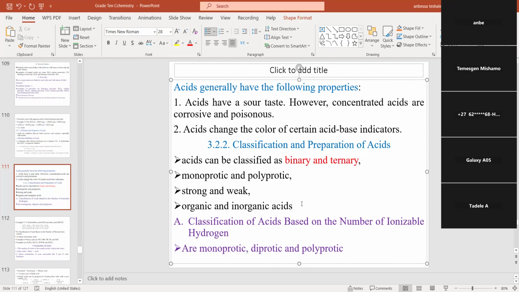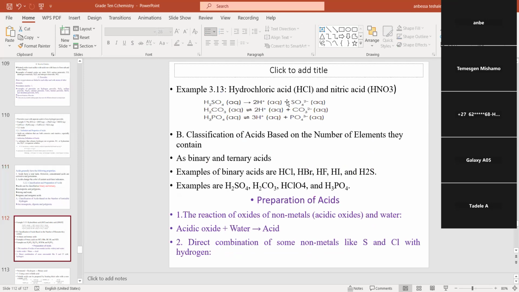Hydrogen ion በመቁጠር ክላሲፋይ ማድረግ ከቻል ሞኖፕሮቲክ፣ ዳይፕሮቲክ and ፖሊፕሮቲክ ብለን ክላሲፋይ እናደርጋለን። ሞኖፕሮቲክ ማለት አሲድ ውስጥ አንድ ሃይድሮጅን አለ ማለት ነው። ዳይፕሮቲክ ውስጥ ሁለት ሃይድሮጅን አለው ማለት ነው። ፖሊፕሮቲክ ውስጥ ሶስት እና ከዛ በላይ ሃይድሮጅን አለው ማለት ነው። ስለዚህ አሁን HCl እና ናይትሪክ አሲድ ሞኖፕሮቲክ ነው፣ ዳይፕሮቲክ ነው፣ ፖሊፕሮቲክ ነው? ይመልሳል። ሃይድሮጅን ክሎራይድ ውስጥ አንድ ሃይድሮጅን ያለው፣ ናይትሪክ አሲድ ውስጥ አንድ ሃይድሮጅን ያለው። ስለዚህ it is monoprotic.